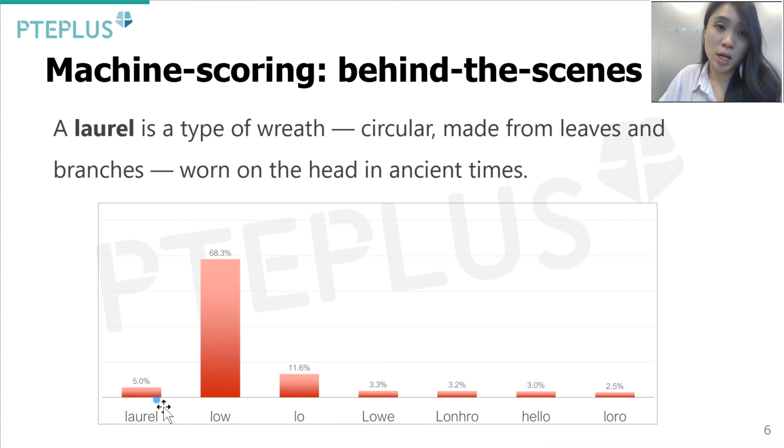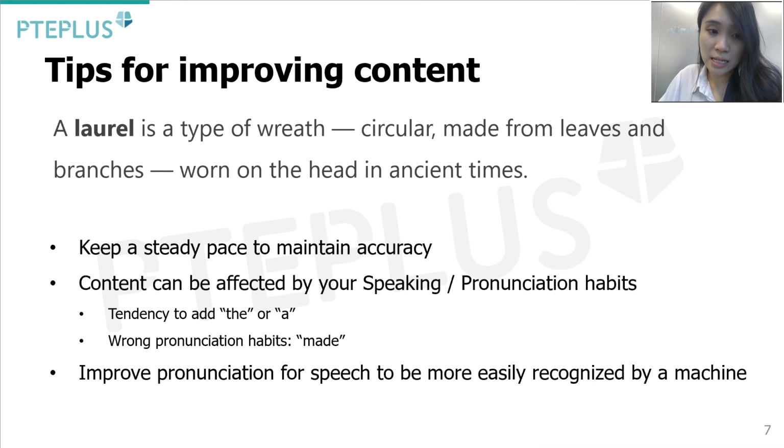So I'll give you the content mark for it. But your pronunciation, you actually sound more like low. So your pronunciation will lose marks, but you will get the content score for laurel. Okay, so as you can see, content is a little bit related to the way that you're saying the words and how easily the machine can recognize your speaking, right? So here are a few tips for improving your content, right?